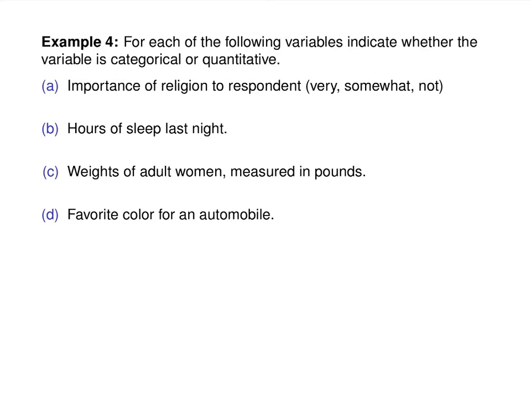So for each of the following variables, indicate whether the variable is categorical or quantitative. So the importance of religion to a respondent, were they rated as very, somewhat, or not. So this is an example of a categorical variable. And that's all the question asks you to answer, but we could also ask ourselves, is it also an ordinal variable? Like, can you somehow order very, somewhat, and not? And I would say yes, that very is stronger than somewhat, and somewhat is stronger than not. Nothing says it couldn't go not, somewhat, very, but the point is that there still could be some kind of ordering imposed there, so it is also an ordinal variable.